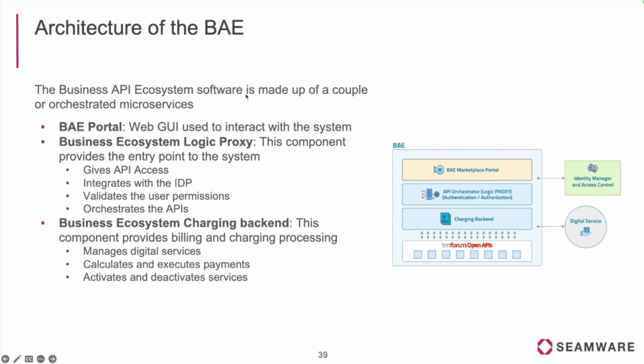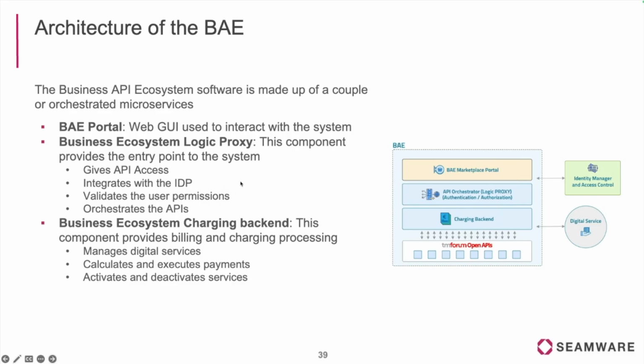Then we have the business ecosystem logic proxy, which is the component that is situated in the middle, and is the component that is orchestrating the access to the different APIs. So, for example, if you want to buy something, the business ecosystem logic proxy is the component that is going to validate that everything is okay, is going to redirect your request to the product order API, and this kind of stuff. So this component is orchestrating all the different requests to all the different APIs.